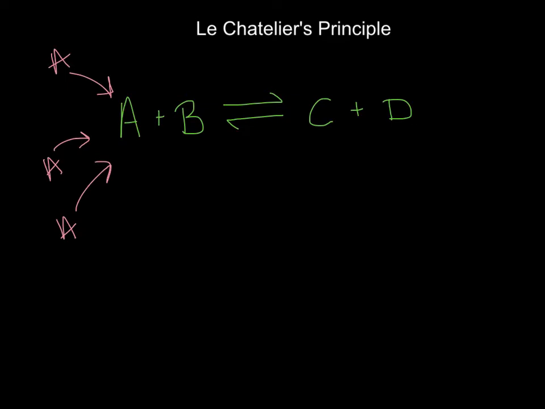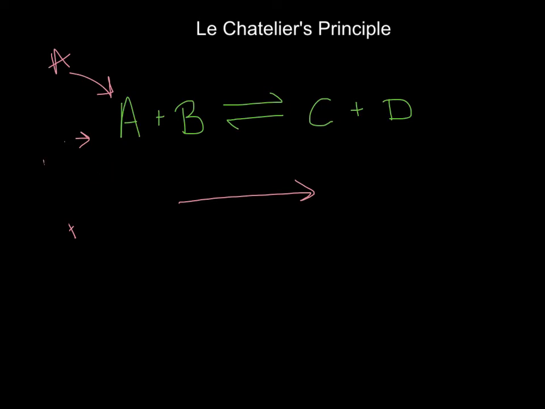increase quite a bit. So I would throw off the equilibrium of this reaction, because now I would have much more A than B. So my reaction would shift to the right to use up that extra A by creating more C and D.